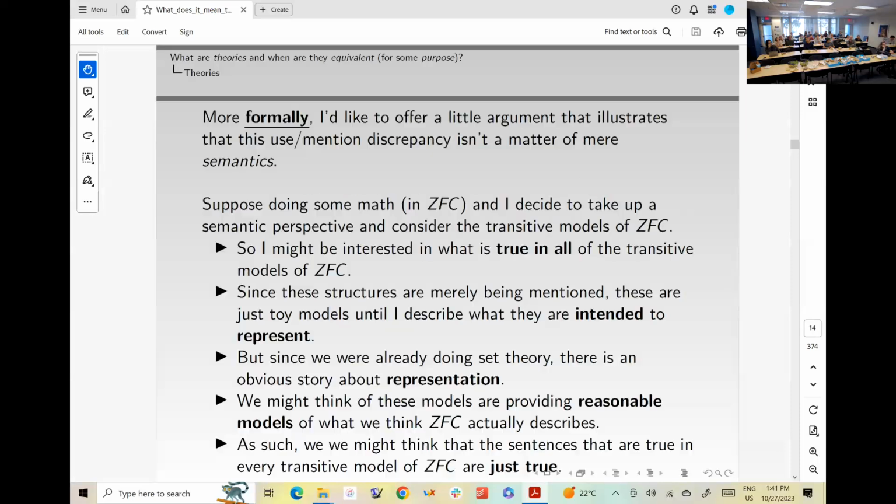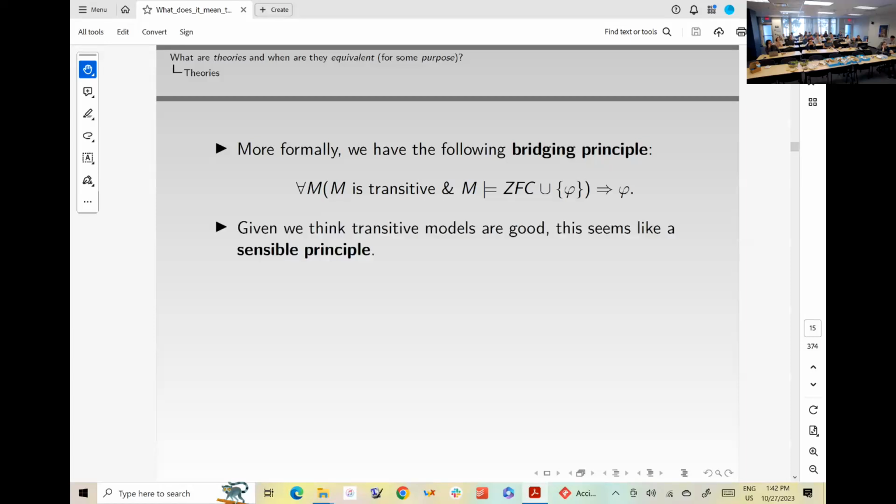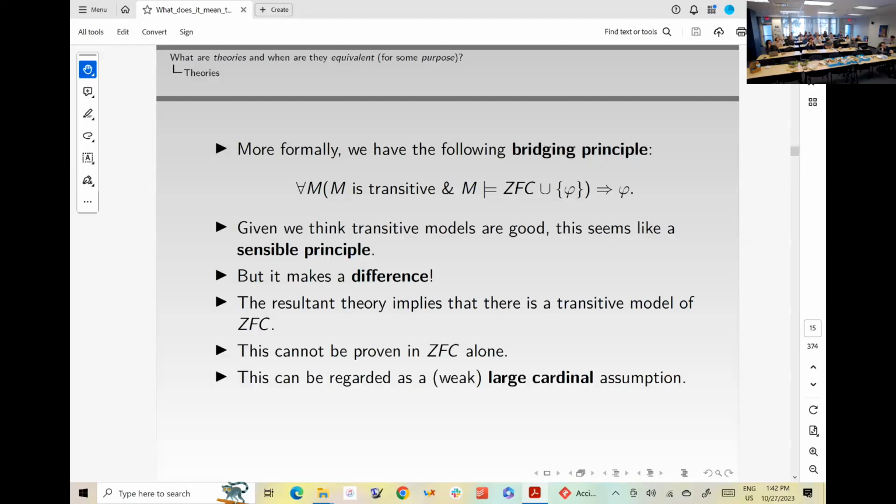All right, so more formally, the idea here is we want to take the sentences that are true in every transitive model of ZFC. We want to take them seriously and think they're actually true. Well, this has a nice little bridging principle. We're saying if something's true in every transitive model of ZFC, then it's just true. So we add this to our theory. We might think, okay, that's a reasonable principle to have. It seems like a sensible principle, I claim. It's also known as a reflection principle. It turns out it does make a difference. The resultant theory implies that there is a transitive model of ZFC, and this is something that ZFC alone cannot prove. In fact, this can be regarded as a weak version of a large cardinal axiom.